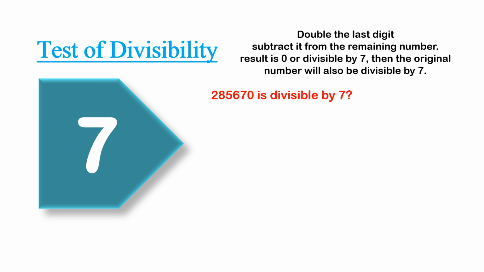Let's see one more example. 2,85,670. Last digit 0. 0 into 2, 0. 28,567 minus 0, 28,567. Last digit 7. 7 into 2, 14. So 2,856 minus 14, 2,842. Last digit 2. 2 into 2, 4. So 284 minus 4, 280. Last digit 0. 0 into 2, 0. 28 minus 0, 28. Hence the number is divisible by 7.